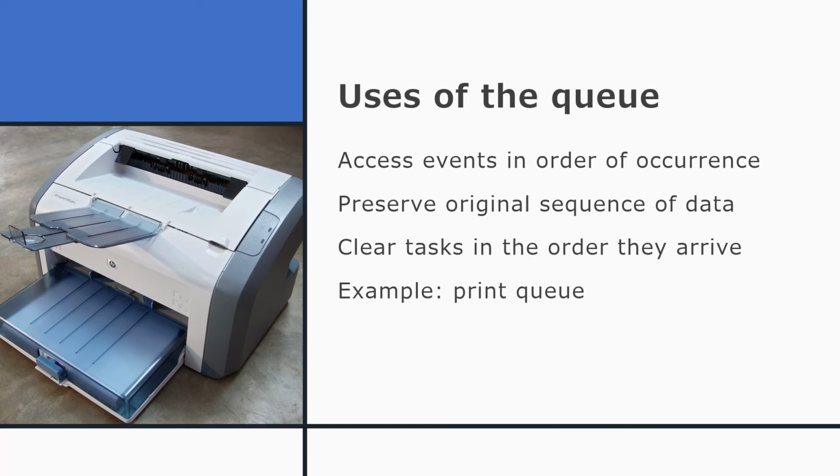Unlike a stack, a queue preserves the order of the data. As you will remember, a stack reverses the order of the data, and a queue keeps the data in the same order that it joined the queue.